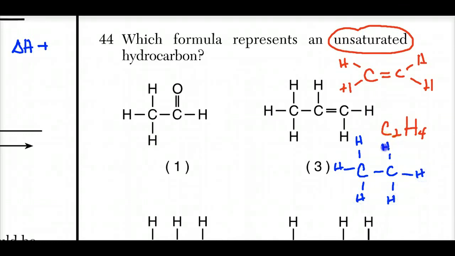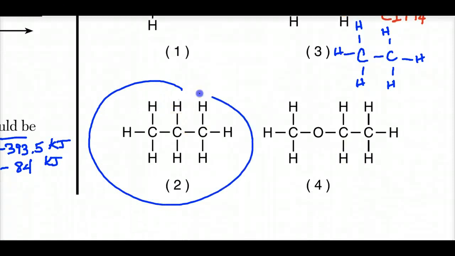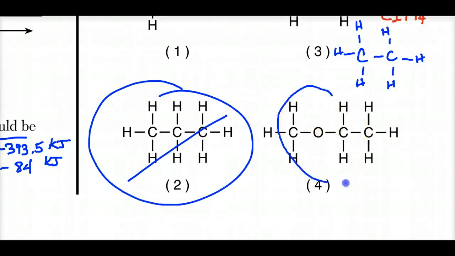A lot more H's. Why? Because of the single bond. There's more room to add H's. With a double bond, you're locked into fewer H's because carbon makes 4 bonds. So we're looking for something with a double or triple bond between the carbons. This is saturated. Alkanes are saturated. This is also saturated. Okay, single bonds between the carbons.